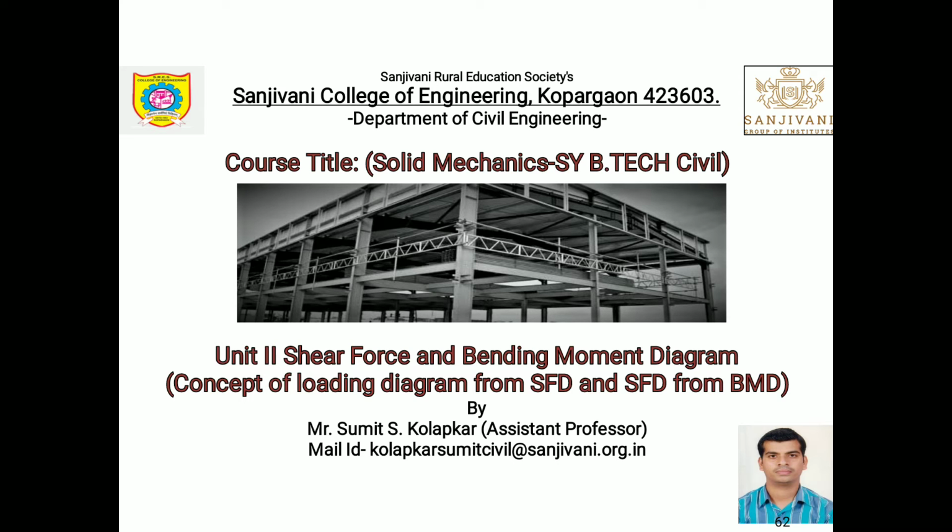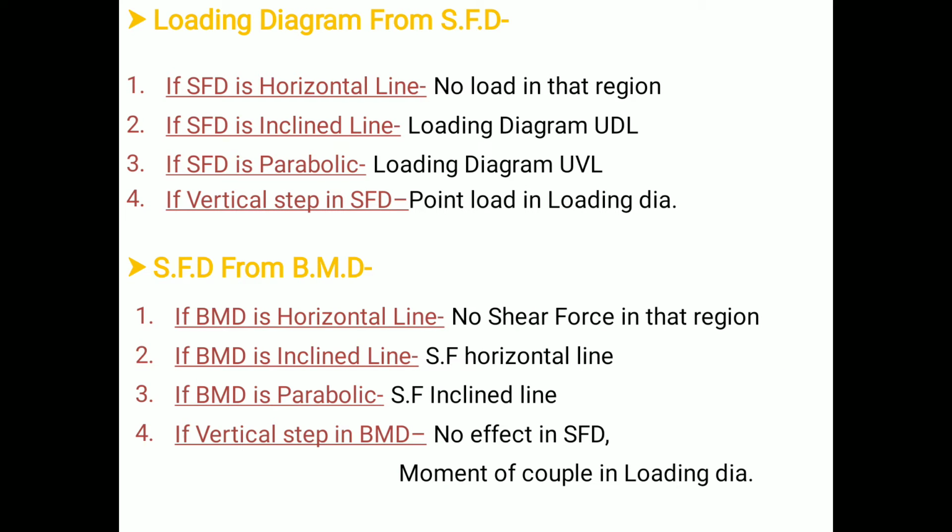In such a case, we first draw the actual loading diagram and from that we will draw the bending moment diagram. The following points should be remembered while drawing the loading diagram from the shear force diagram. The first point is, if shear force diagram is a horizontal line, then no load is acting in that region. It means that a horizontal line between 2 points in shear force diagram indicates that there is no loading acting between the 2 points.